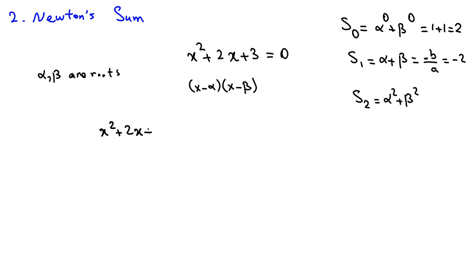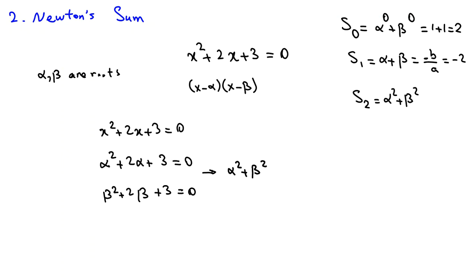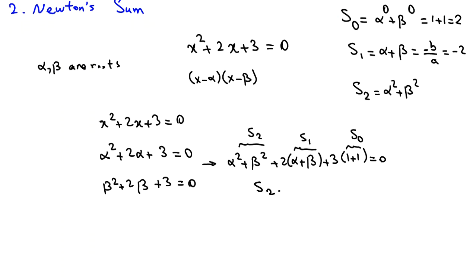So our equation is this: alpha and beta are roots, so alpha squared plus 2 alpha plus 3 equal to 0, and beta squared plus 2 beta plus 3 equal to 0. Then we can add them: alpha squared plus beta squared plus 2 times alpha plus beta plus 3 times 1 plus 1. That is S0, and the total is 0. Here it is S1, here S2. So that's great. We found S2 plus 2S1 plus 3S0 equal to 0.